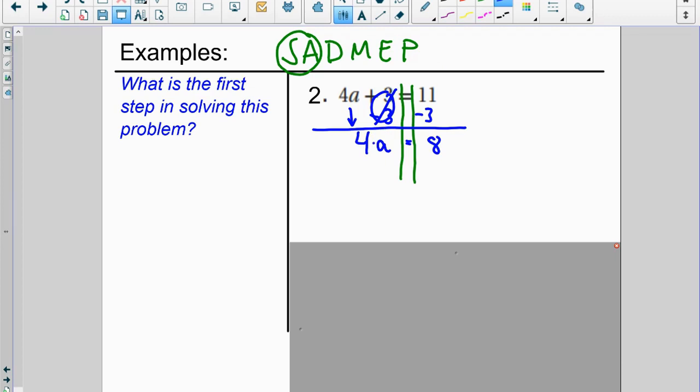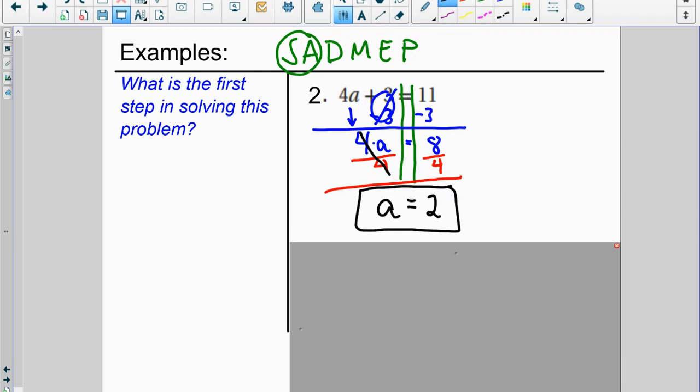Now we have to get rid of the multiplication, so we divide to undo multiplication. Divide by 4 on each side, and our final answer, when we take 4 divided by 4 to get 1, or 1a, and on the right-hand side, 8 divided by 4 is 2. A equals 2. We can always mentally check our answer. If I replace the a with the number 2, I should get 11 based on my equation. So 4 times 2 is 8, and 8 plus 3 is 11. Our answer checks out.